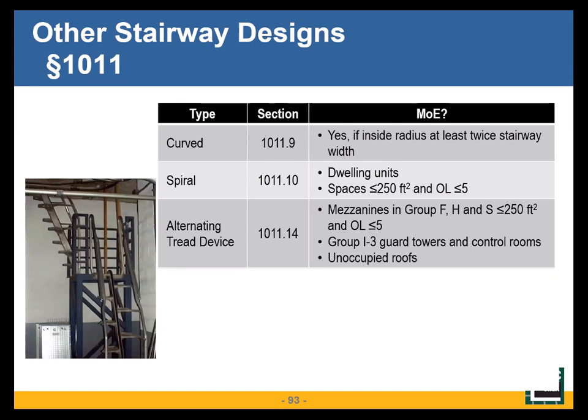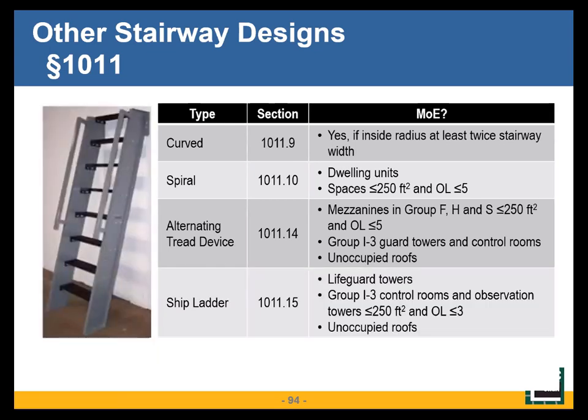Alternating tread device. It's a stair, but it has only half a tread at each level. So it's right foot, left foot, right foot, left foot. And looking at this from the side, it's very steep. It's like a ladder. It's allowed in certain areas, not the main path of egress.